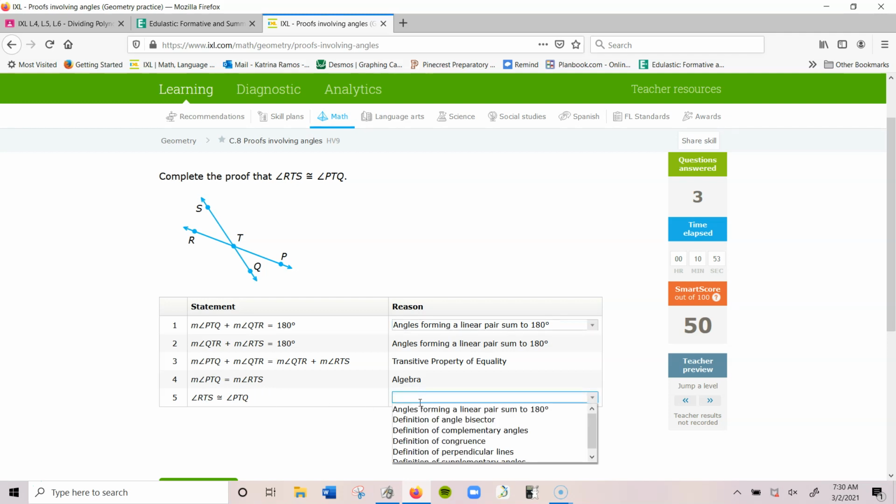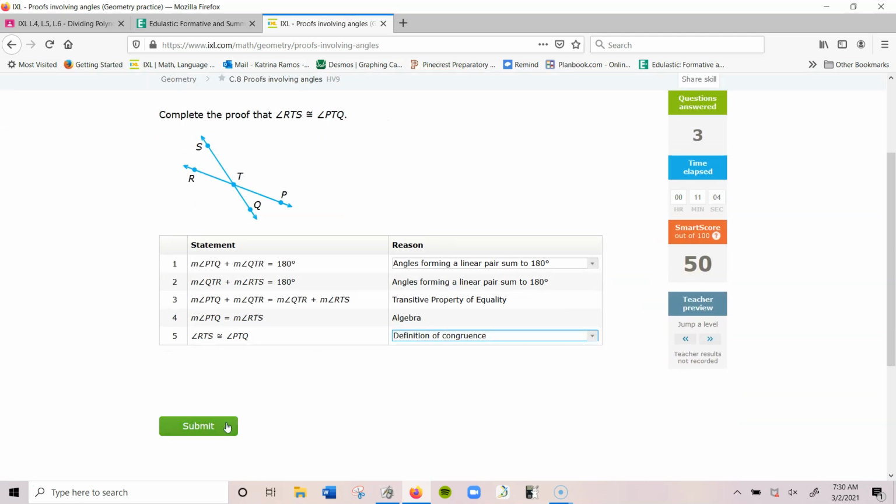Now, if the measures are equal, that means that the angles are congruent. So this would be the definition of congruence, because again, if the measures are equal, then that must mean that the angles or line segments or whatever are congruent.